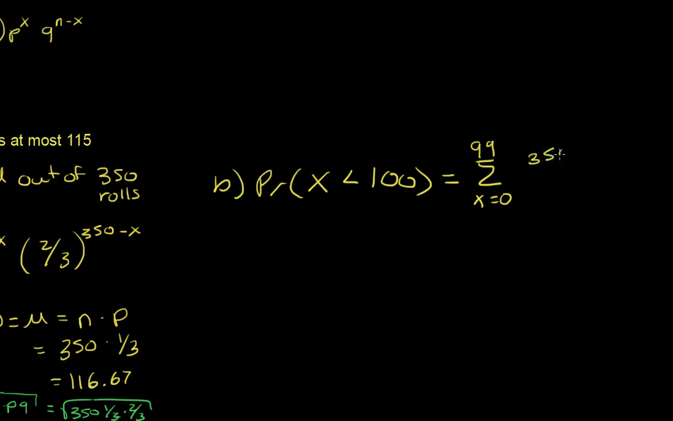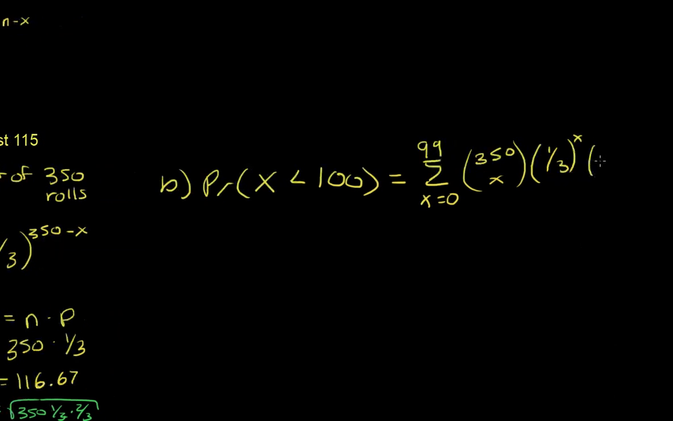So the sum of 350 choose x, 1/3 to the power of x, and 2/3 to the power of 350 minus x. Okay? So if you were to solve it using the binomial distribution, this is the way you would solve it. But because that takes a long time to compute, we have the normal approximation. So let's talk about how to use the normal approximation, okay?